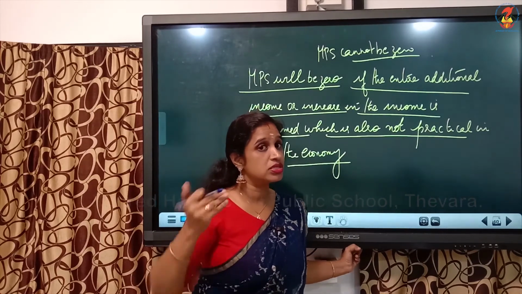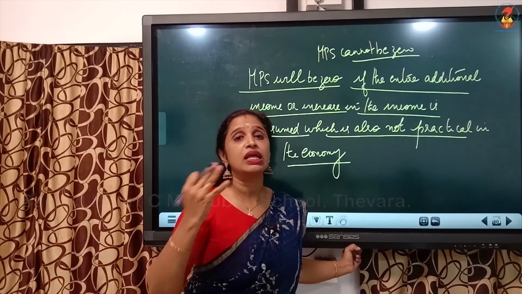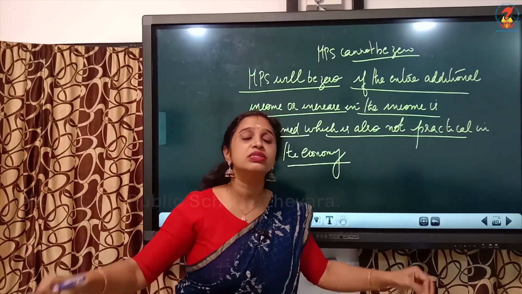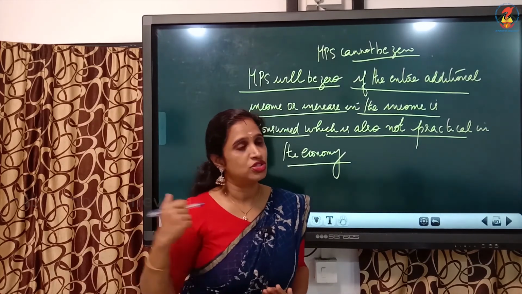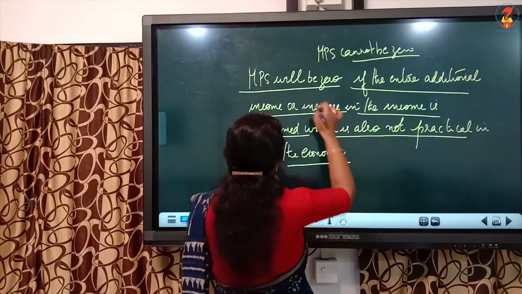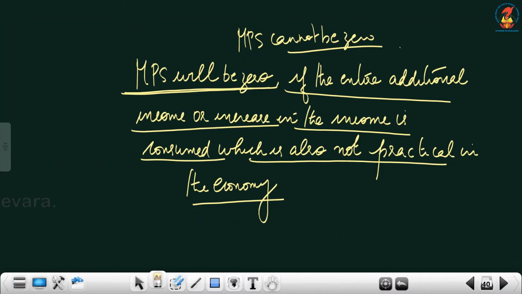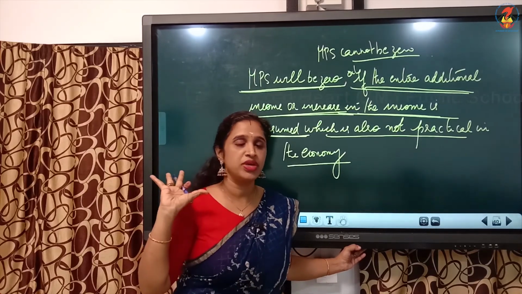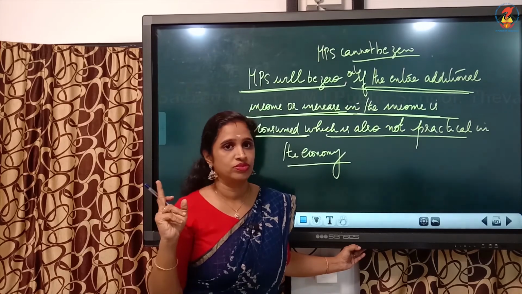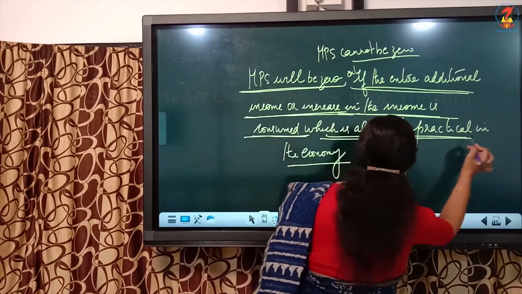If the value of MPS is 0, it means what? The entire increase in the income is used for consumption only. Nothing is saved. It is not a practical situation. A part of it is used for saving also. So, MPS will be 0 only if the entire additional increase in the income is consumed. Will that happen? No. Saving is required, which is not practical in the economy.